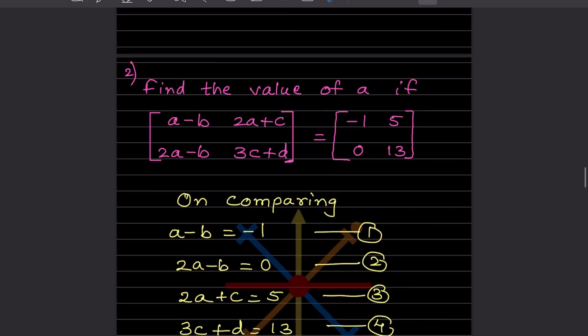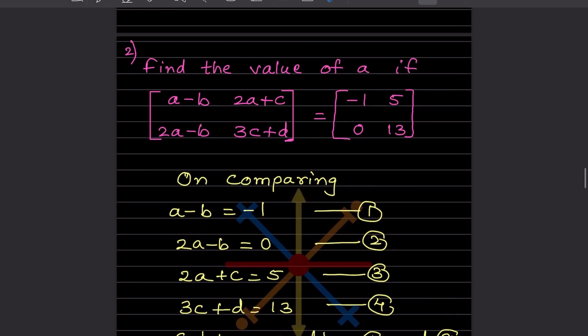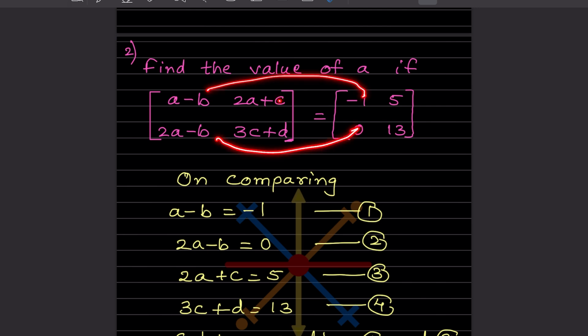Now find the value of A if this is the question given. So what are you going to do? They have asked for the value of A, but what I have done here, I have tried to find out all the values of A, B, C and D. First thing, let us go for this one. We are going to compare it. This is this one, this will be this, and this 5, and this is going to be 13. So I have put the equation 1, 2, 3 and 4.